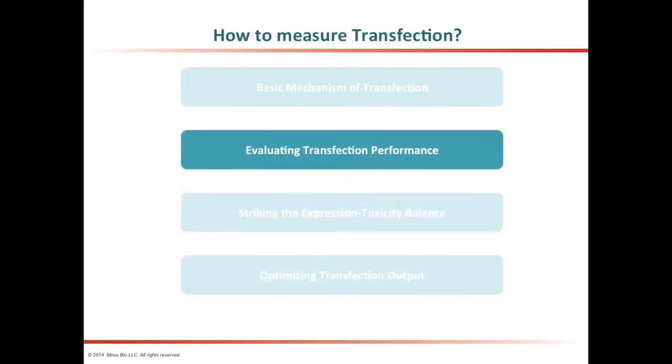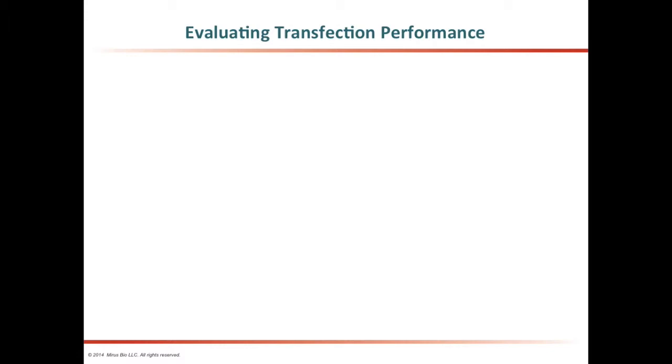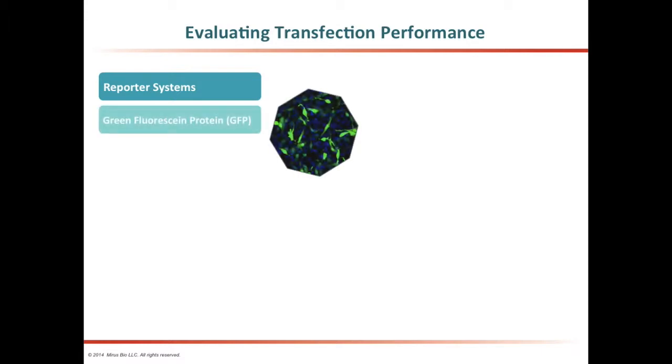So moving along now, let's just touch on a few ways that you can evaluate transfection performance. Most researchers performing transfections will typically rely on reporter systems for evaluating transfection performance. Certainly the most common reporter is green fluorescent protein, which allows you to directly visualize transfection and qualitatively assess transfection output on a fluorescence microscope. If you're looking for a more quantitative assessment, you can also measure GFP expression on a flow cytometer.